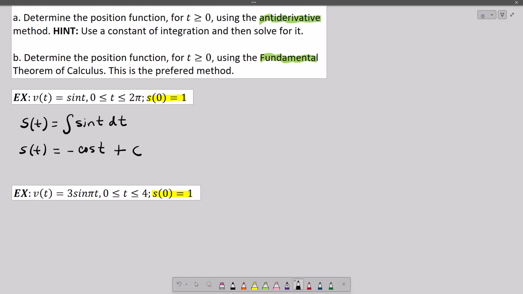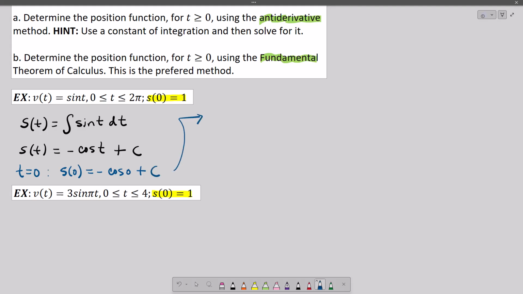And so the way we resolve the c is with this initial condition. This says that when time is 0, the position is 1. So we're going to plug in t equals 0. So s of 0 is going to equal minus cosine of 0 plus c.